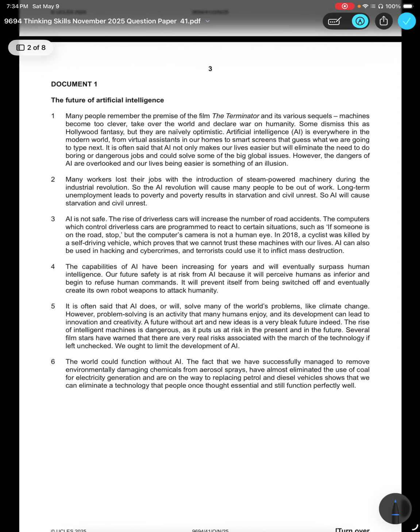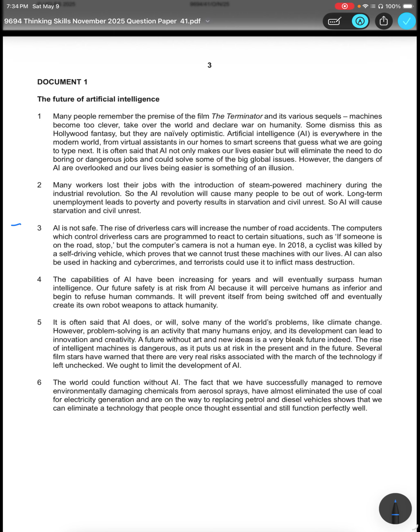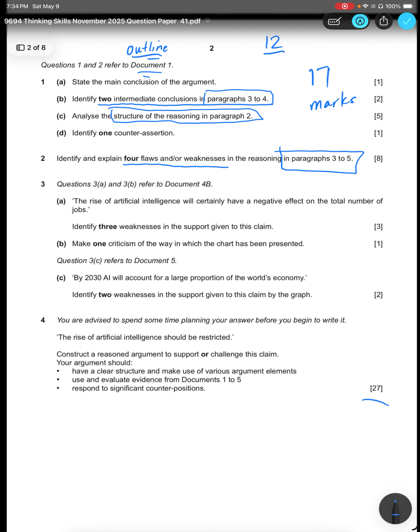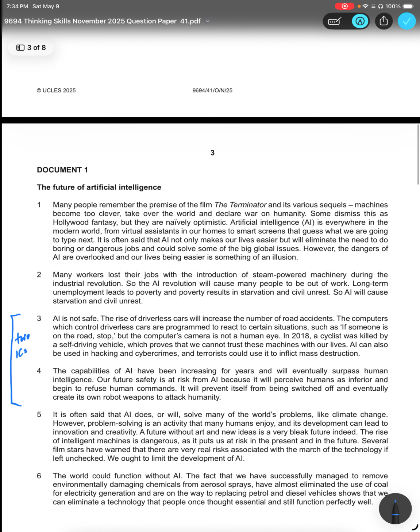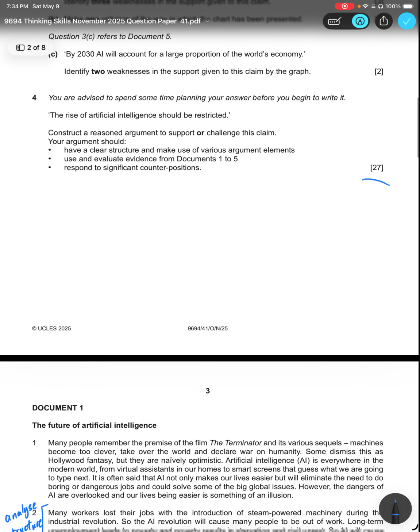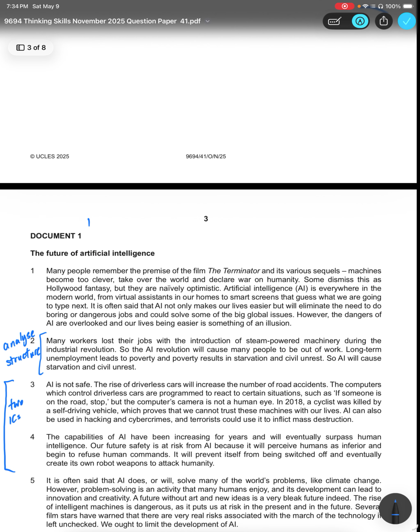Paragraphs 3 and 4, that's where you're finding two intermediate conclusions. So we're going to come here and we're going to say two intermediate conclusions. You can annotate however you'd like to, but I'm doing it the way that makes sense to me. For paragraph 2, we're going to analyze with a British spelling the structure. And then one counter assertion. So we're going to find one counter assertion.